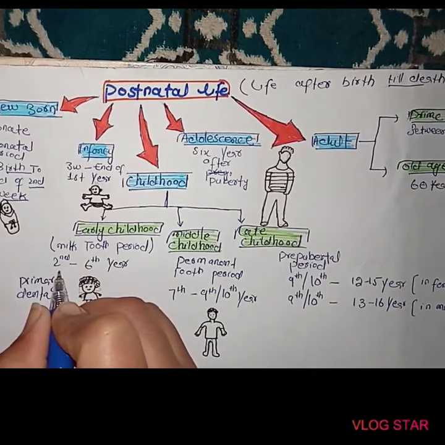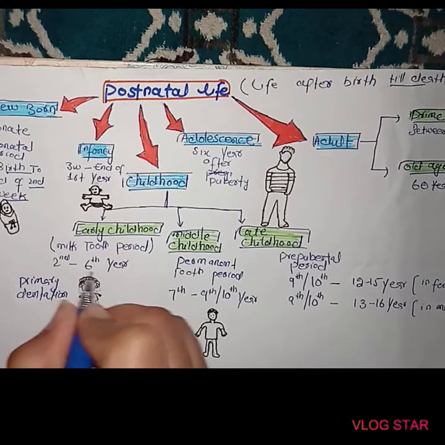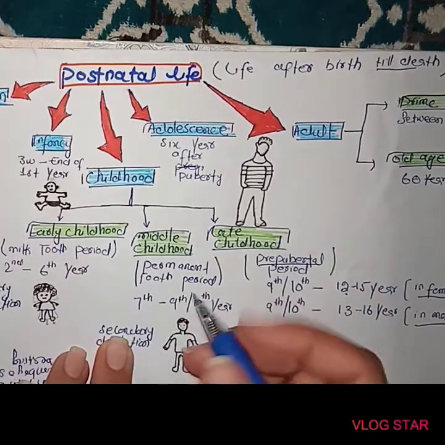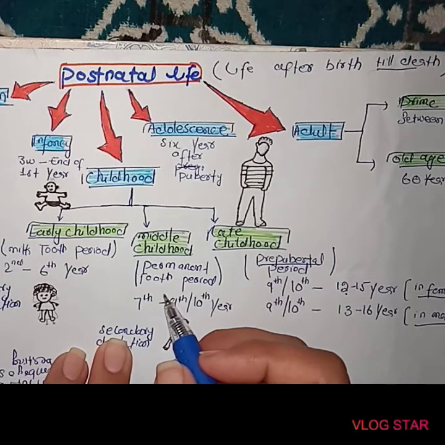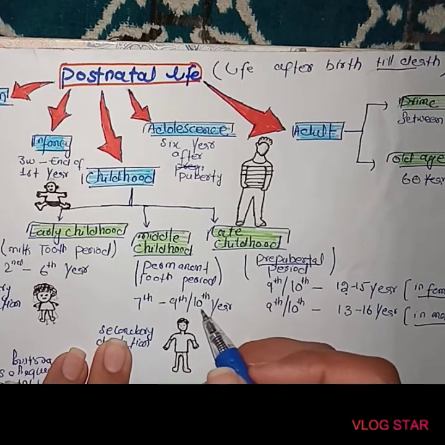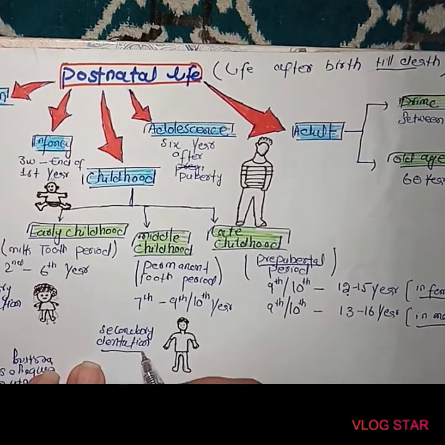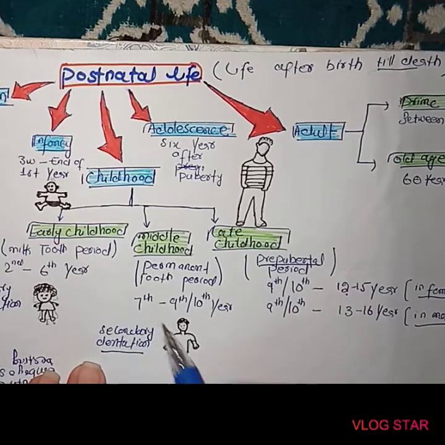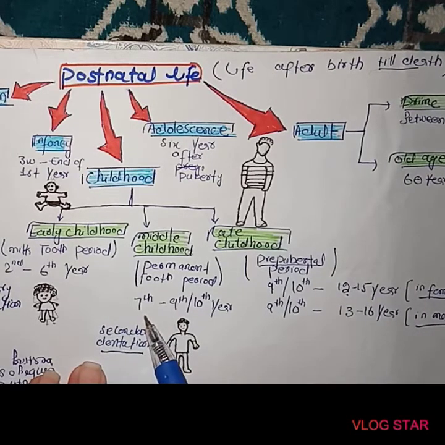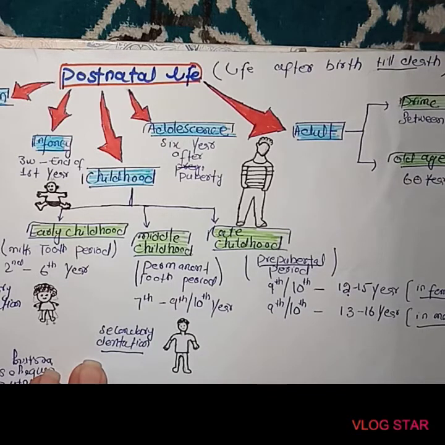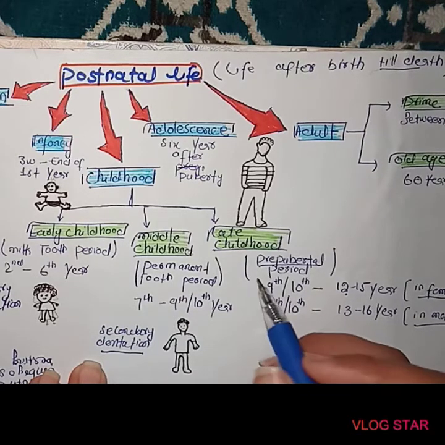This is the period starting from the second year of life to the 6th year. The second stage is called middle childhood, and this period is also called the permanent tooth period. In this, the secondary dentition occurs, starting from the 7th year of life to the 9th or 10th year. It depends upon the individual characteristics, because one individual is different from another.